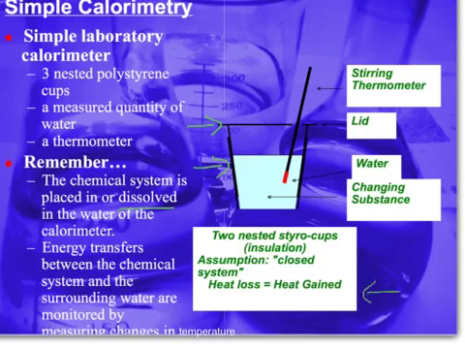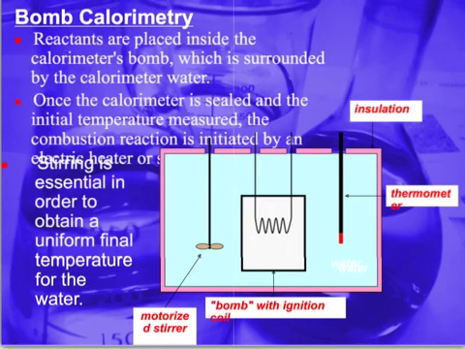There are 2 assumptions that are undertaken when we use a simple calorimeter like this. Is that the heat lost by either the surrounding or the system will be transferred as the heat gain by the opposite. Another assumption is that it is a closed system, which means energy does not escape from our styrofoam calorimeter.